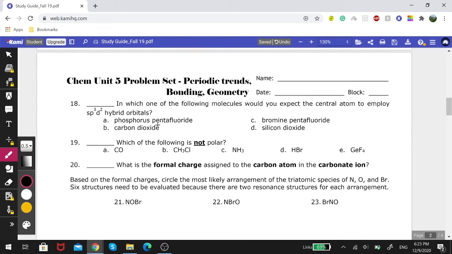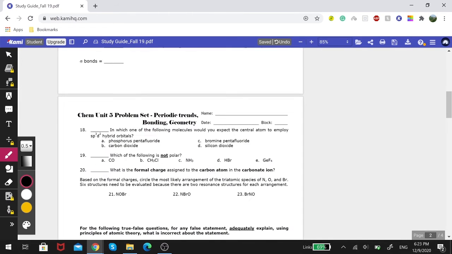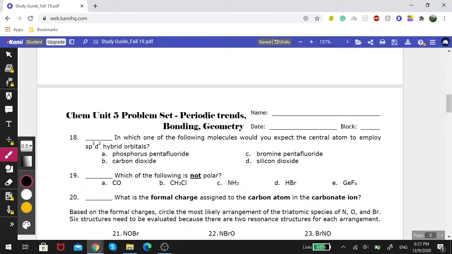Number 18. In which of the following molecules would you expect the central atom to employ sp3d2? So we need to find one that has 6 things around it. Okay, so let's start with phosphorus pentafluoride, PF5. As you can see straight away, there's only 5 things around it. So this is not likely. Although we didn't take into account lone pairs, we can see that this is not likely.